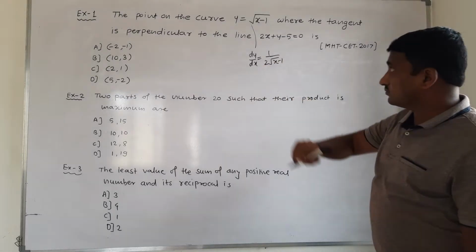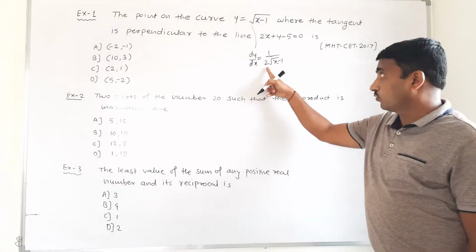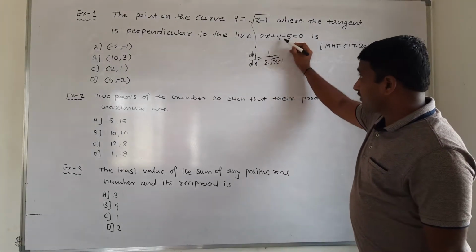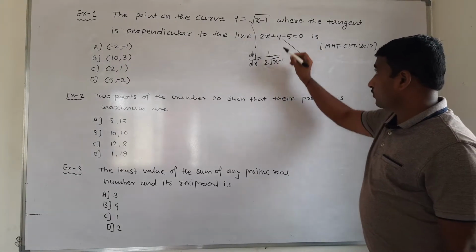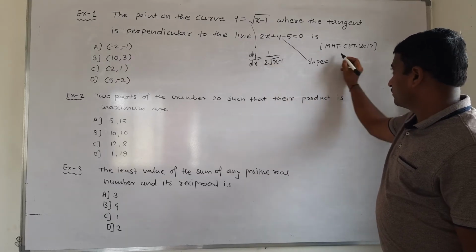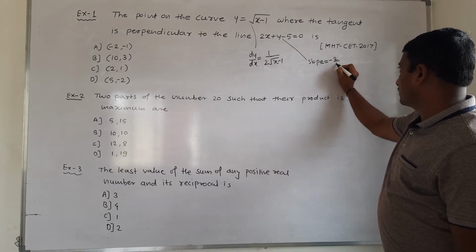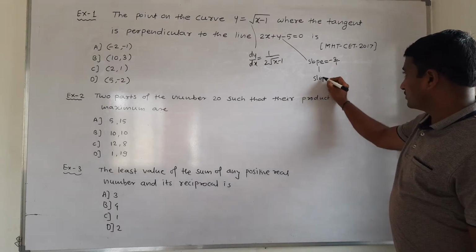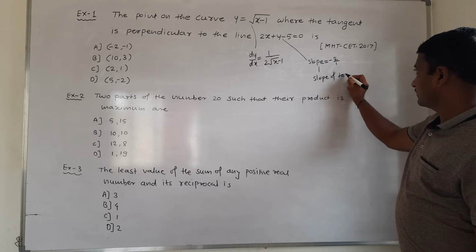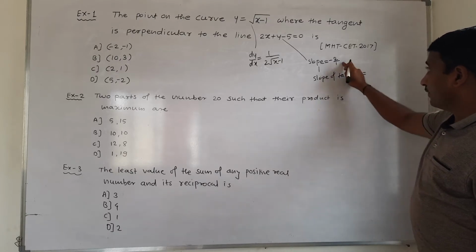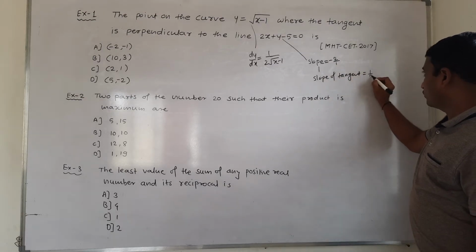And this is the slope of the tangent. Now tangent is perpendicular to this line. Its slope: slope is equal to minus 2 by 1. And then slope of tangent is equal to its reciprocal, since it is perpendicular, that is 1 by 2.